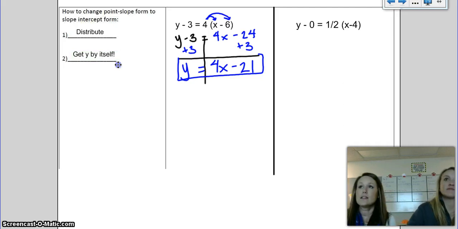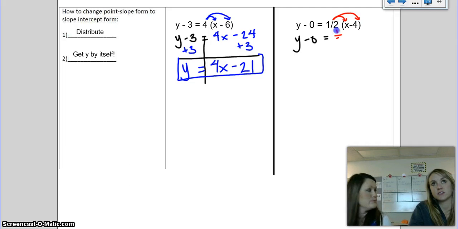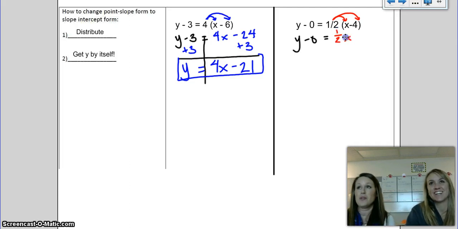Okay. Second example, it's that same one that we just looked at from the previous page. We're going to distribute 1/2 to the x and 1/2 to the minus 4. So y minus 0 stays the same. I don't like fractions. It's okay. You just deal with them. They're not going away. You've got to get familiar with them.